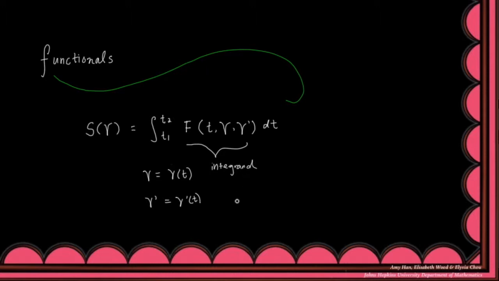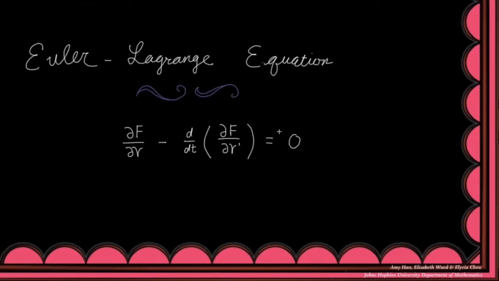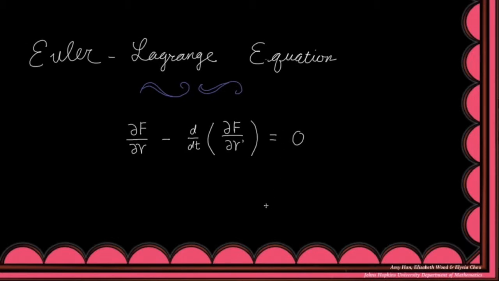So in order to minimize or maximize these functionals, we have to use something called the Euler-Lagrange equation. The Euler-Lagrange equation is a way of finding critical points, similar to what we did with the sheep earlier, where you set derivatives equal to 0. In this case, you're taking the partial derivative of the integrand function, big F, with respect to gamma, minus the derivative with respect to t of the partial derivative of the integrand function, big F, but this time with respect to gamma prime. And you're setting all of that equal to 0. This will give you your minimum function, or maximum function.